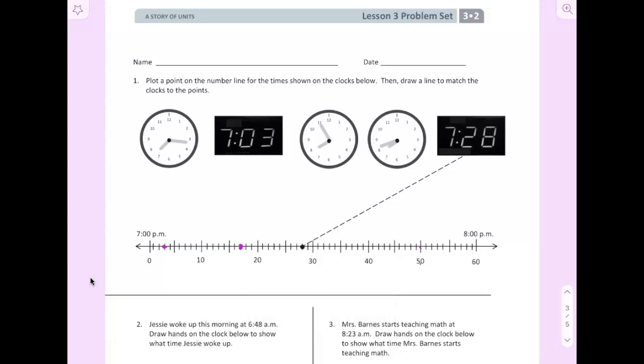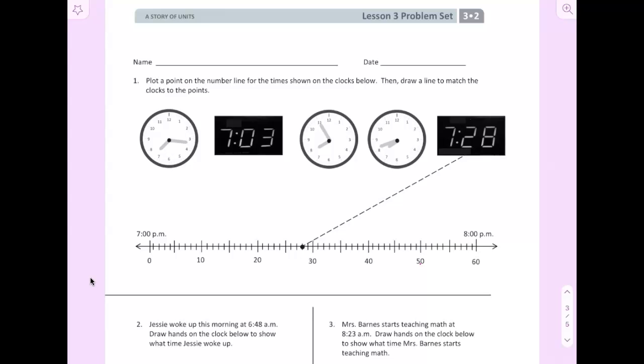This is Module 2, Lesson 3, and this is sort of the second part of Part 2 of this lesson. We're doing the problem set now, so make sure that you have these problems out in front of you to do them along with me as we work together.